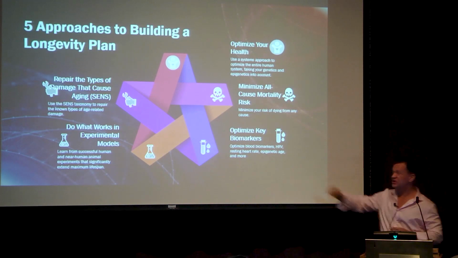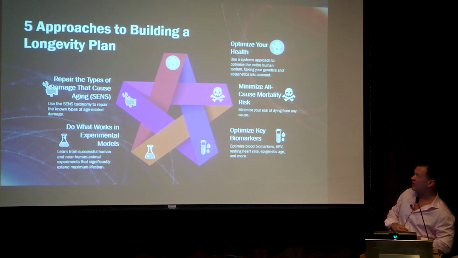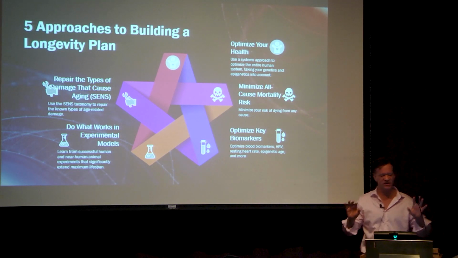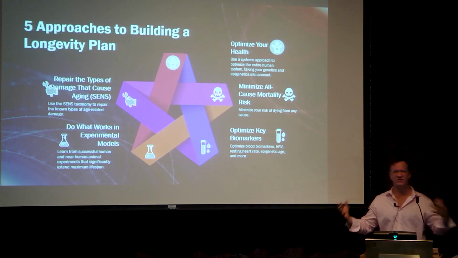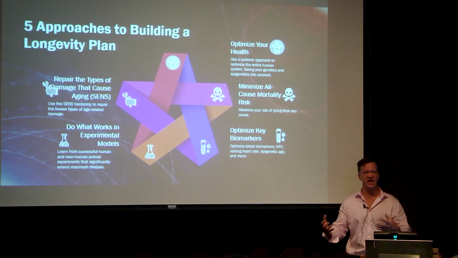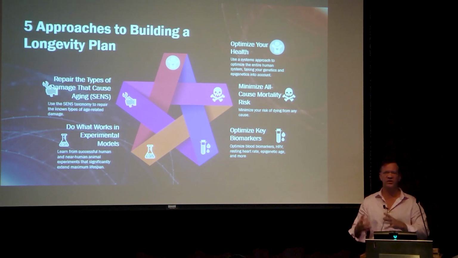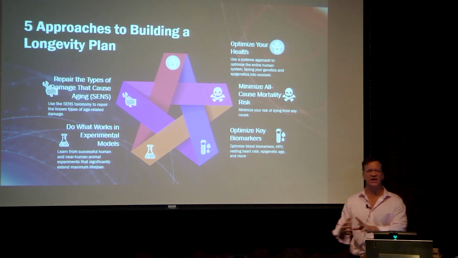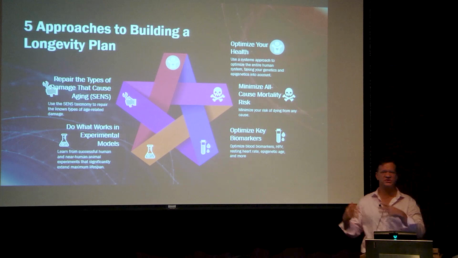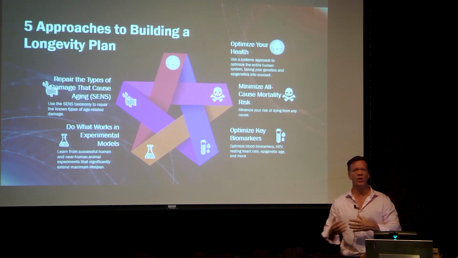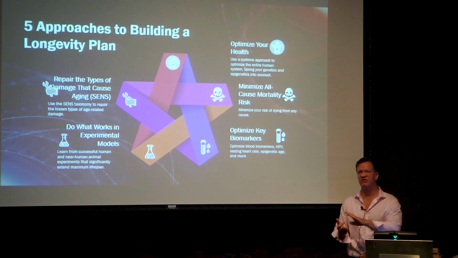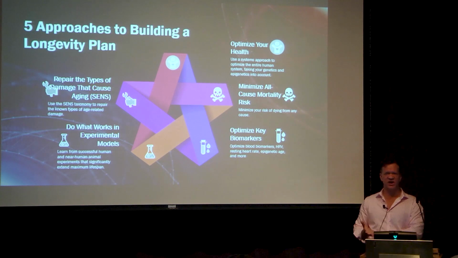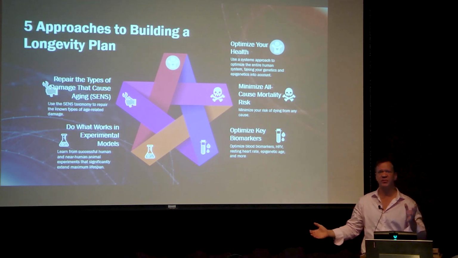So this is the basic summary of my approach, right? 5 different approaches to building a longevity plan. Think of this as 5 different lenses for looking at the problem of aging. We're going to go through each of these lenses in turn. Each of these can be a source of different interventions, whether it's different kinds of supplements, changes to your diet, changes to your fitness regimen, specialized peptides, whatever else.